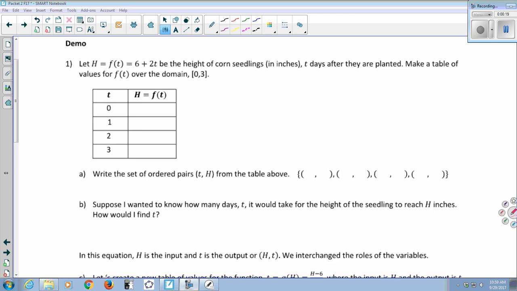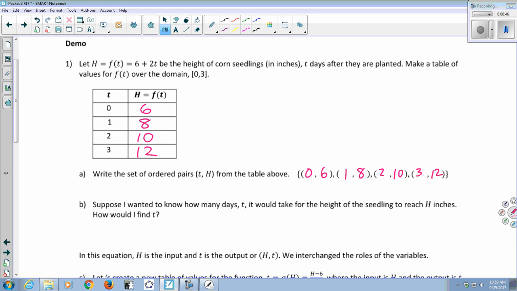So if I plug 0 into my f of t function, I have 6 plus 2 times 0 is 6. 6 plus 2 times 1 is 8, 6 plus 2 times 2 is 10, and 6 plus 2 times 3 is 12. Write the set of ordered pairs t comma h from the table. So I have 0 comma 6, 1 comma 8, 2 comma 10, and 3 comma 12.